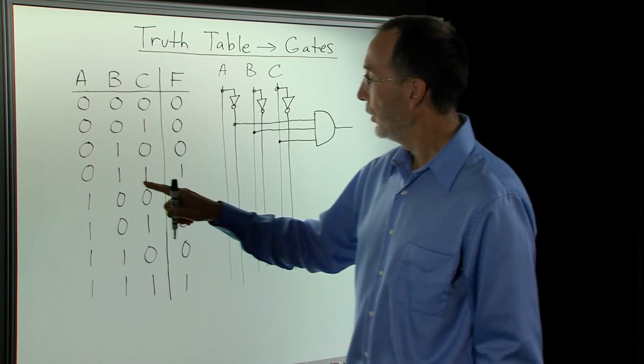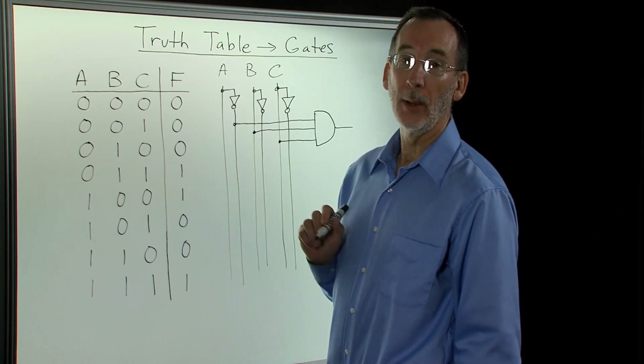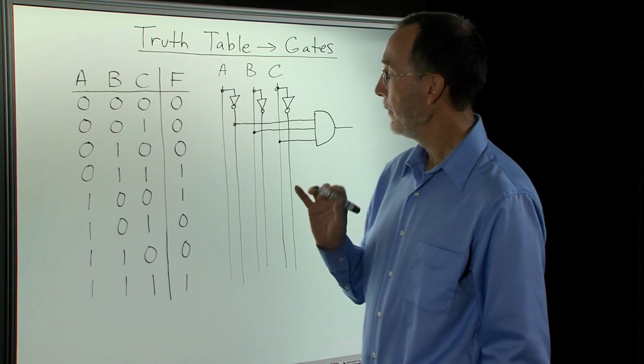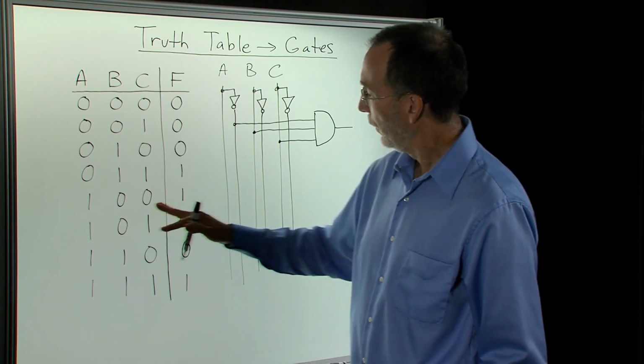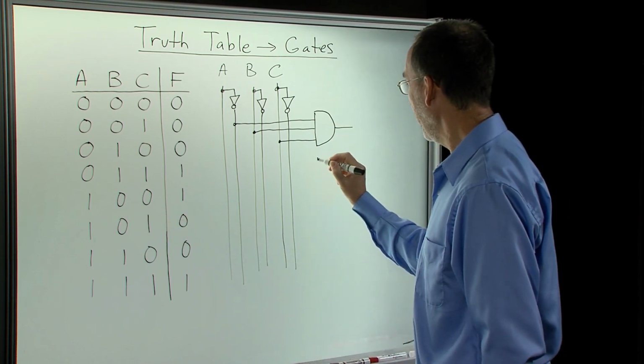So this AND gate is going to be a 1 if I have 0, 1, 1 on my input. Okay, and so we do the same thing for the other two rows. Let's take this row here and make another AND gate.